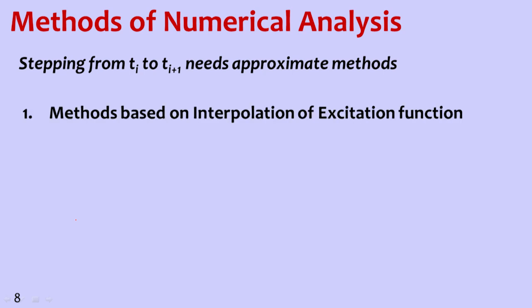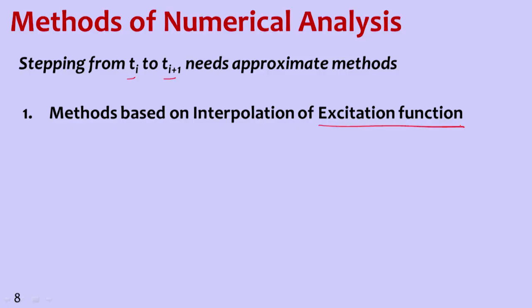Now, what types of numerical methods are available for solving the dynamic equilibrium equation? Stepping from time ti to ti plus 1 needs approximate methods. What are the approximate methods? First, there are methods based on interpolation of the excitation function. As force is an excitation function, we start interpolating it, breaking it down into small components, finding the solution for each component, and later adding them. That is the first one.